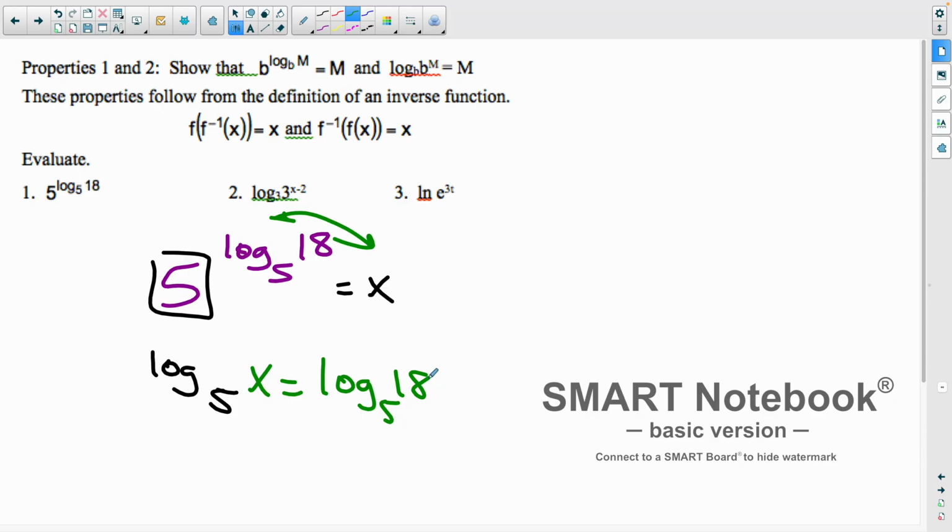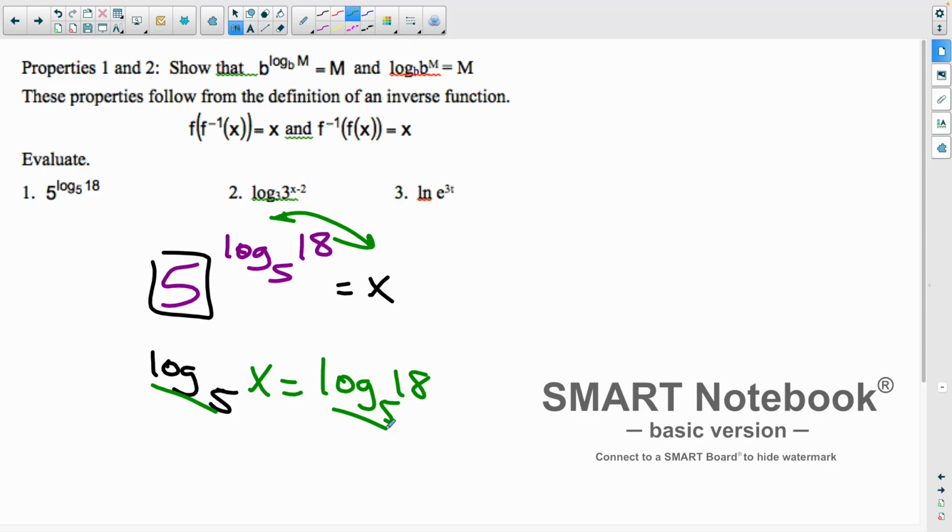Well, if I have it written in log form, is it pretty easy now? Those two bases are the same, right? So therefore, x has to equal 18. All right. So x would equal 18.